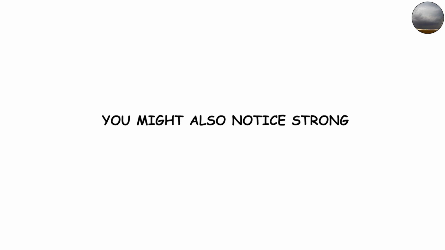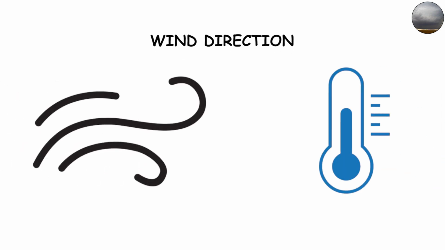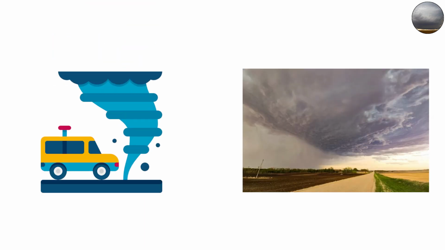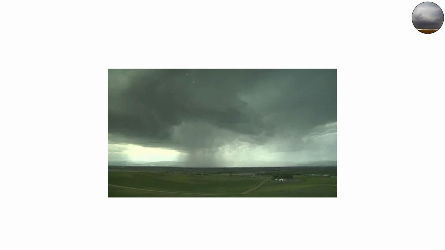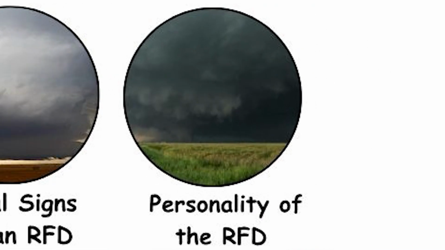You might also notice strong, dusty winds wrapping around the storm's base, or a sudden change in wind direction and temperature as the RFD sweeps through. Chasers describe it as a gusty rush, followed by a sudden drop in temperature, a signature of rain-cooled air descending rapidly.